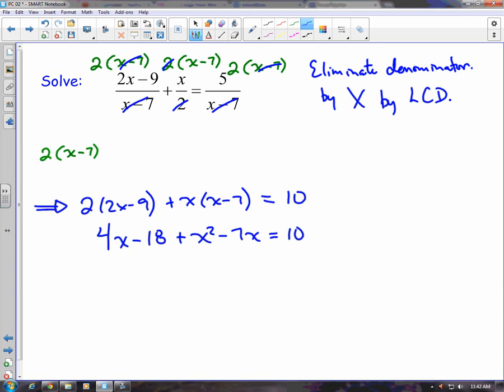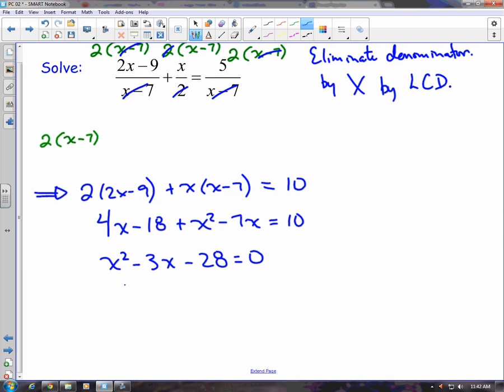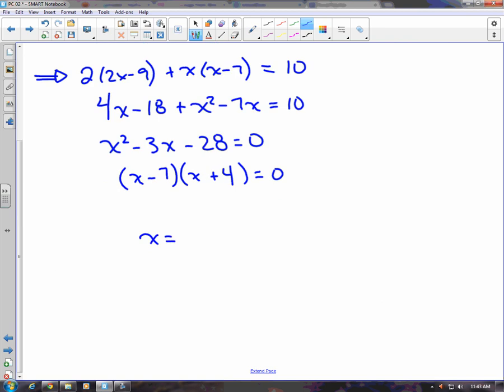So I'm going to move everything to the left-hand side. So x squared, I'm going to combine 4x minus 7x. And now I'm going to subtract 10 from both sides. So that's going to be minus 28. And now when I factor, two numbers that multiply to make negative 28, which add to make negative 3 are negative 7 and 4. And so we get two nice and tidy solutions. x equals 7 and x equals negative 4.